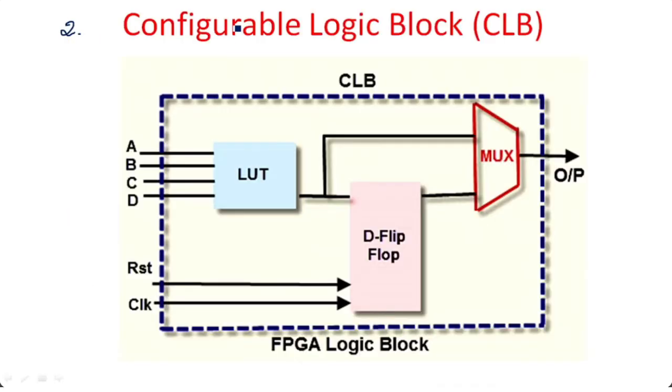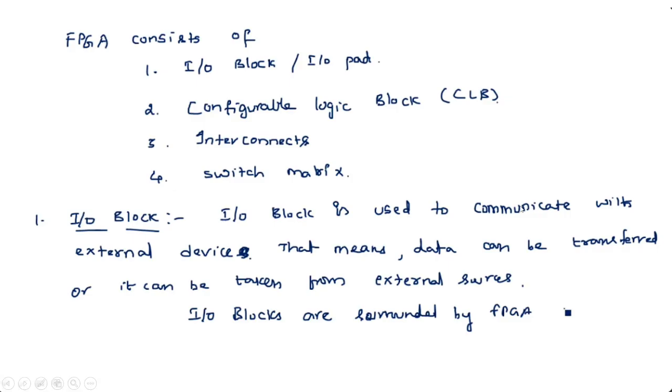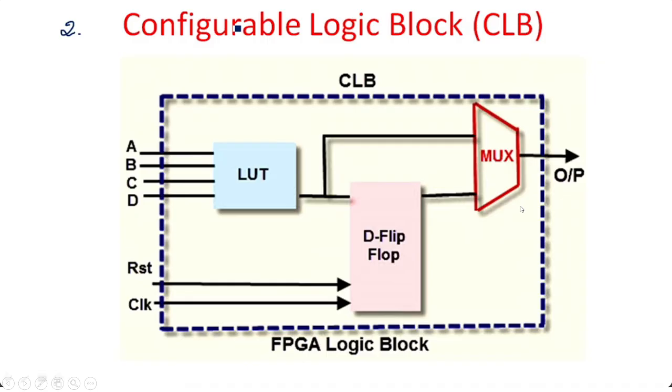And next, I told you, CLBs, configurable logic blocks. Configurable logic blocks consist of lookup tables (LUT), a D flip flop, and a mux. The output of the mux, depending on the selection line, can come directly from the lookup table, or it can be the output of the D flip flop.